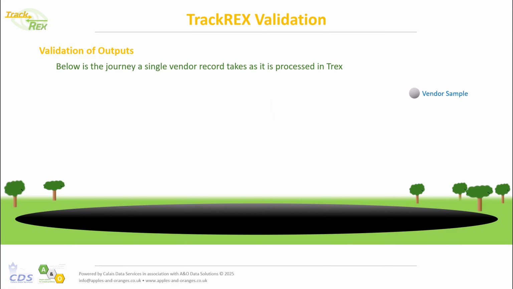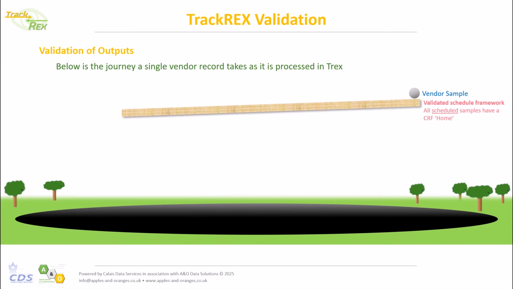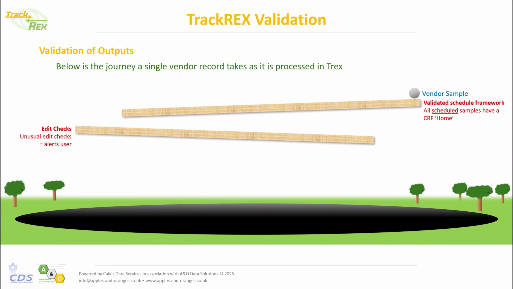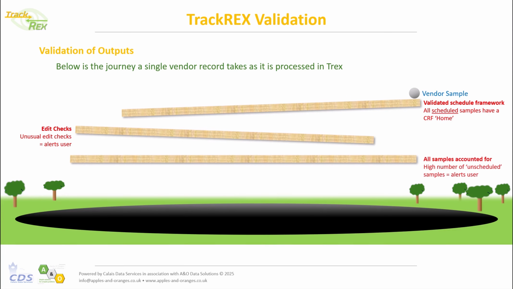Imagine the ball is a vendor sample. What's to stop it falling into the big void below? Firstly, we have the validated schedule framework just covered in previous slides. All scheduled samples have a CRF home. Next, we have edit checks. Finally, the TrackREX program ensures that all samples are accounted for.